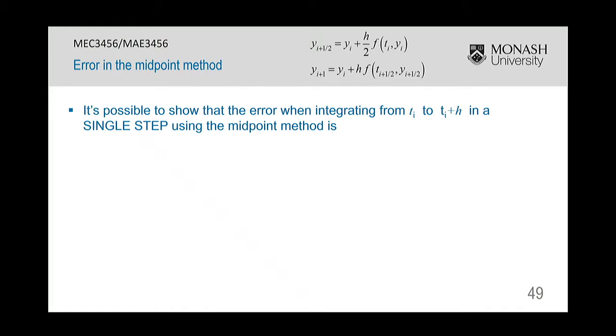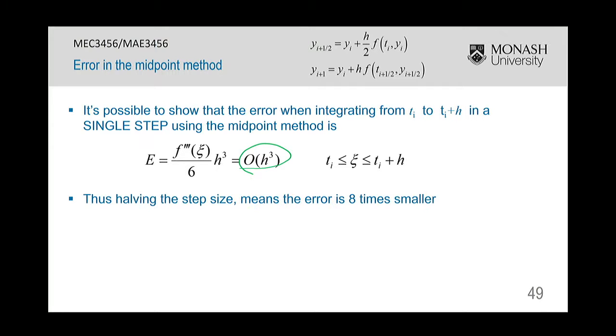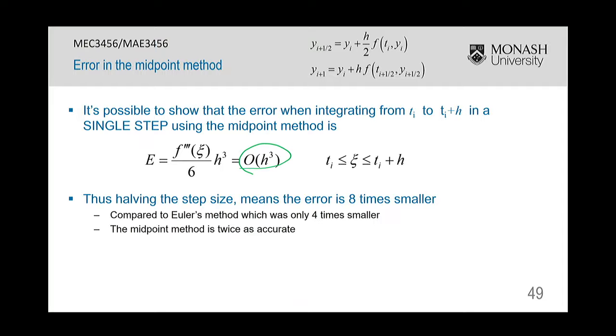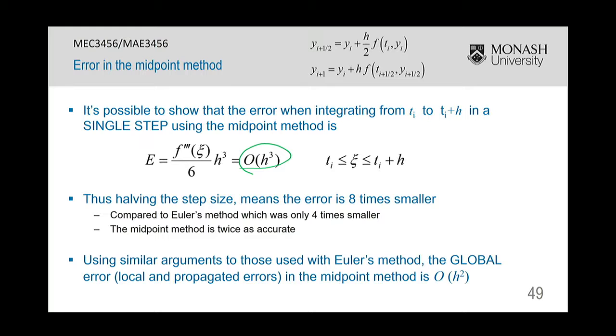As in Heun's method, it's possible to show that the error when integrating from t_i to t_i plus h in a single step using the midpoint method again scales like h cubed. That's the most important thing to recognize. This is the error in a single step, so halving the step size means 8 times smaller error, which is more accurate than Euler's method. And using similar arguments to those used with Euler's method, the global error in the midpoint method can be shown to be of order h squared. So again, it's more accurate than Euler's method, and it has a similar degree of accuracy to Heun's method. Formally, they have the same order of error. In practice, of course, the actual errors will depend on exactly what equations are being integrated.